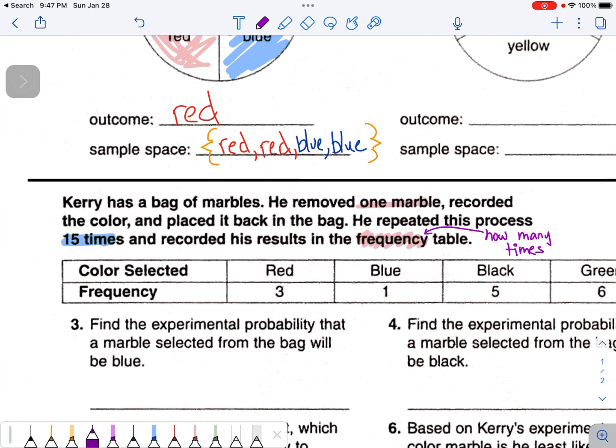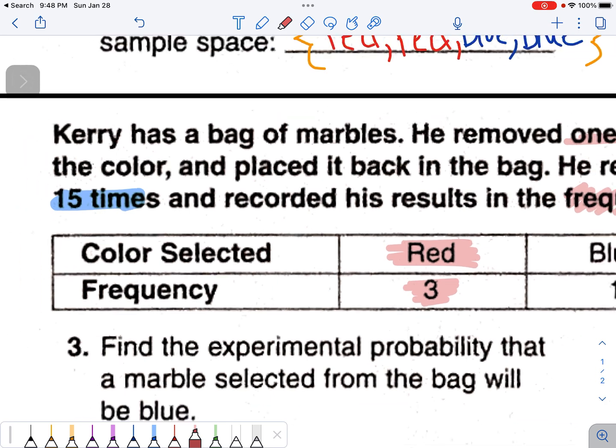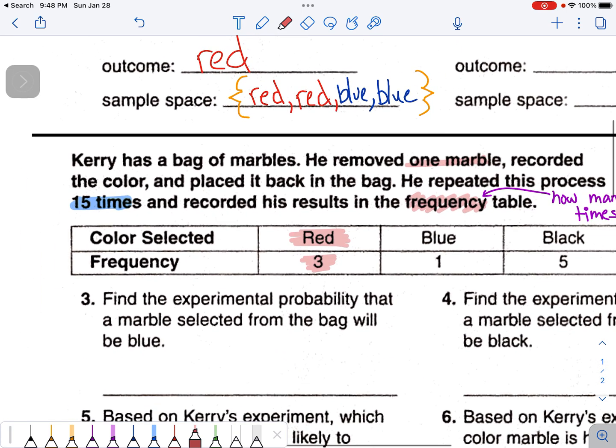So if I look at this very first column, it says the color selected is red and the frequency is 3, right? So that means he reached into the bag and pulled out a red, then put it back. Then he reached in the bag and pulled out another red. Right? During the 15 times, he pulled out red 3 separate times, right? So frequency, how often did it happen?